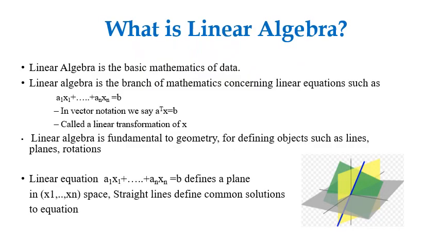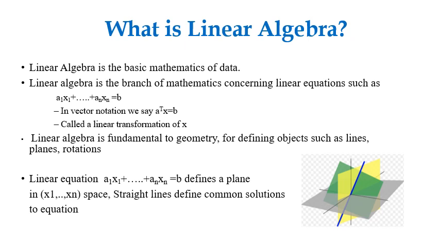Let me begin the lecture by defining what is linear algebra first of all. It is a branch of mathematics which concerns linear equations. The linear equation is of the form a1x1 plus a2x2 up to anxn is equal to b. This we call linear transformation of x. In general, we use vector notation to represent it as a transpose x is equal to b. So linear algebra is fundamental in geometry to define objects such as lines, planes and rotations and all.